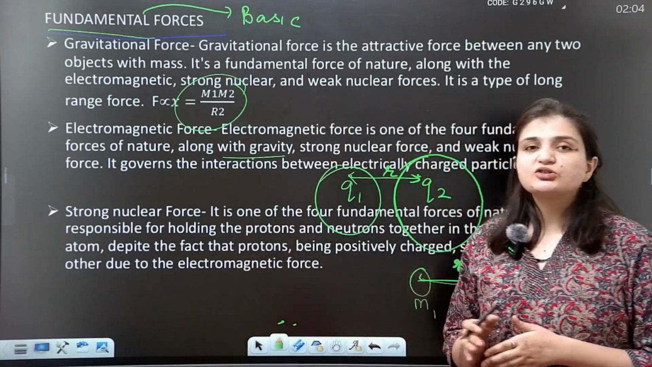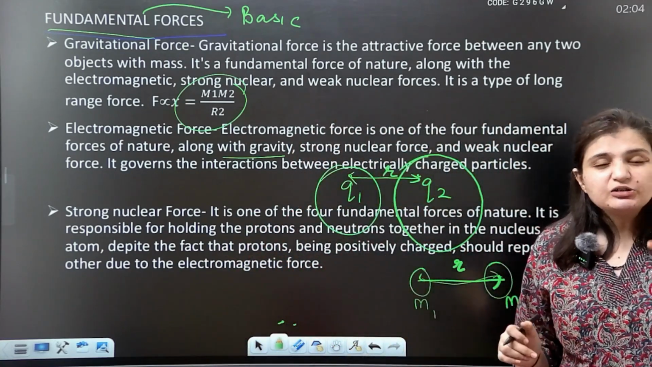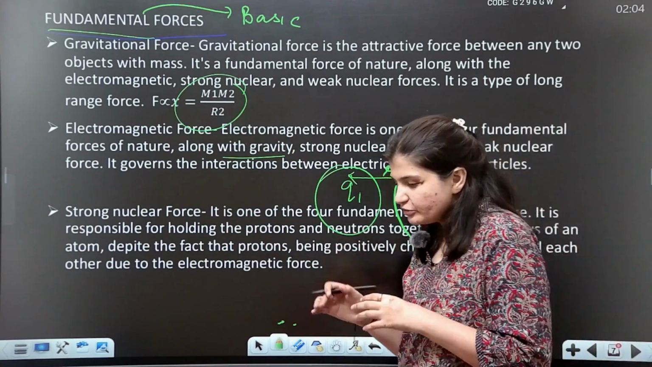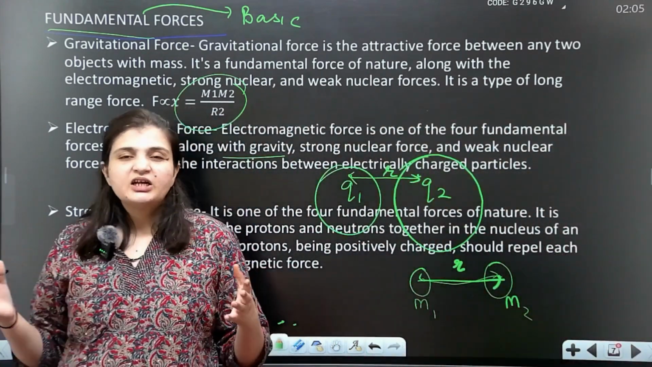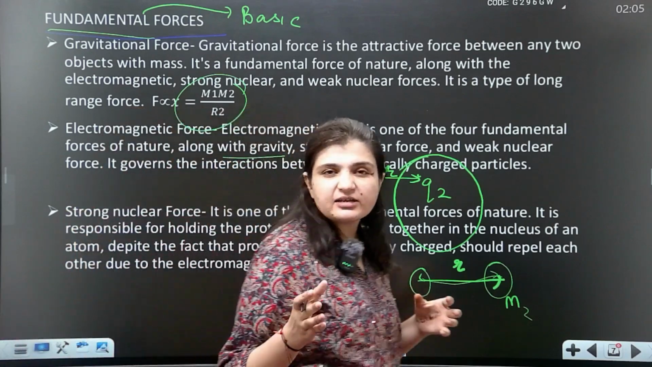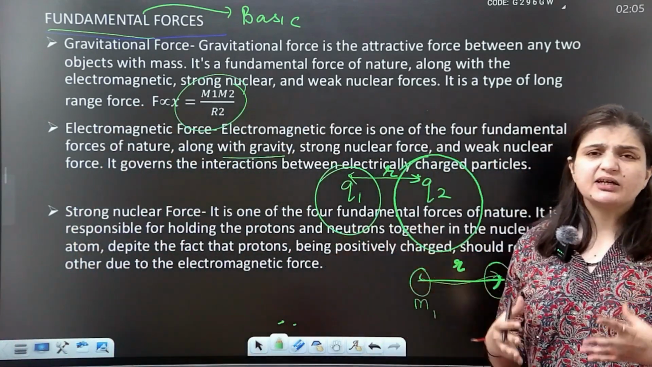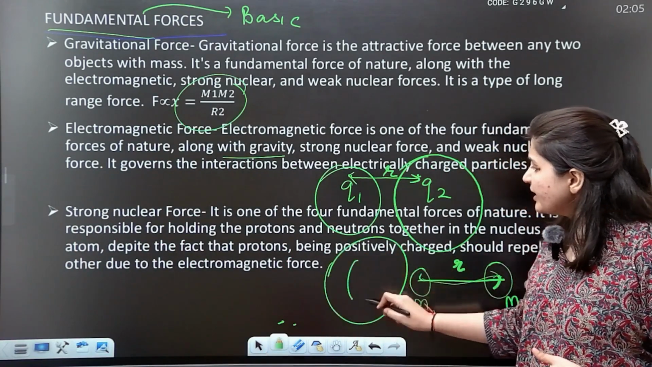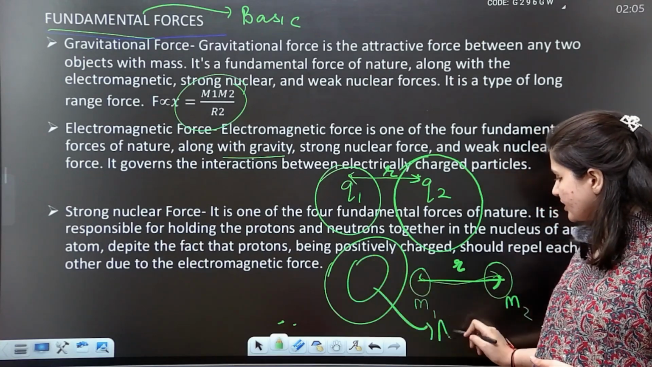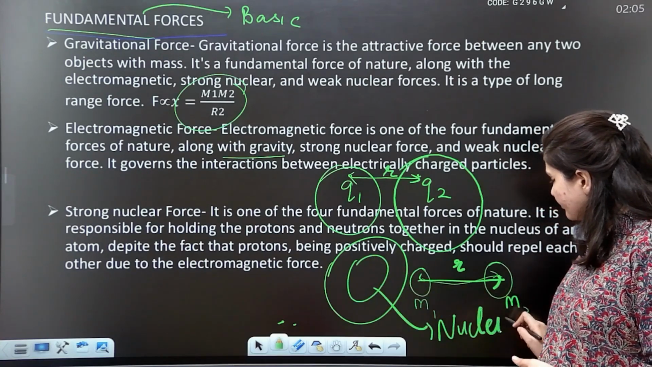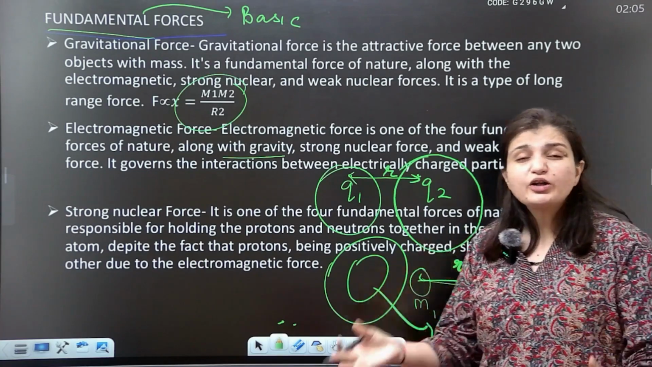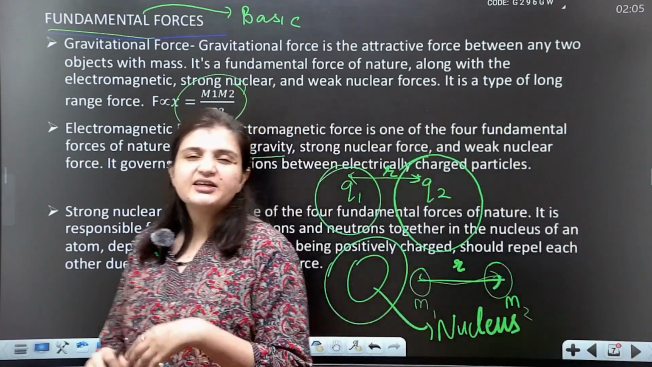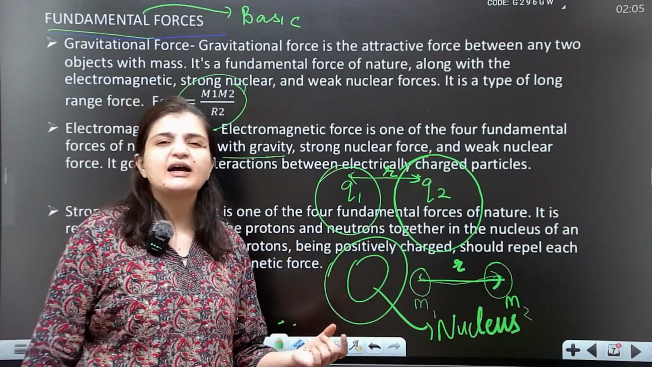Then comes the strong nuclear force. Now students, if you think and observe, we study about the atoms, we study about the structure of the atom. So what do we have in an atom? In an atom we have the nucleus. What do we have in the nucleus?